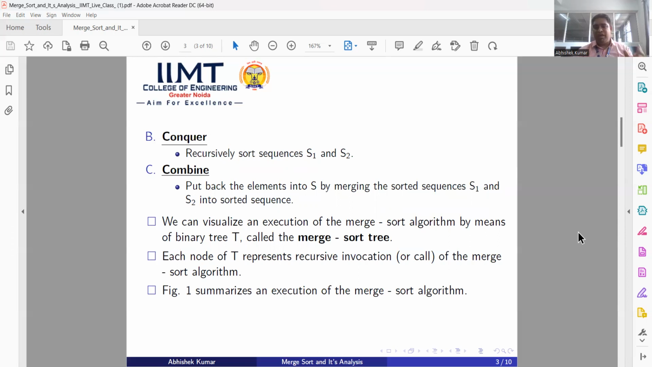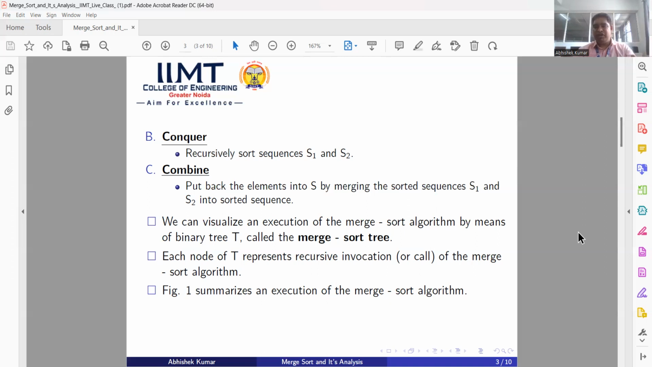Finally, if we are able to sort the S1 subsequence and the S2 subsequence, we merge S1 and S2 to find the solution of the original sequence, that means S. That is the basic idea we are following. In the next slide, I will show a simple merge sort tree example, so we can understand the meaning of dividing, conquering, and combining.